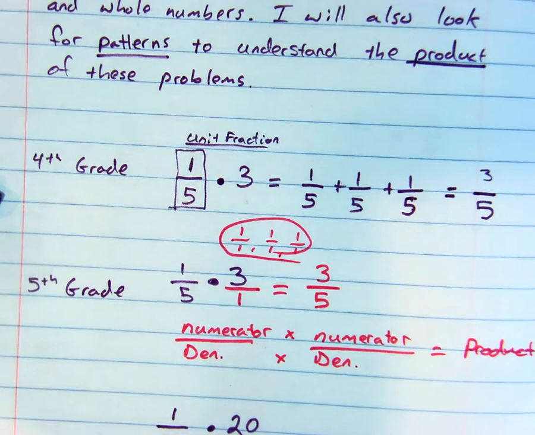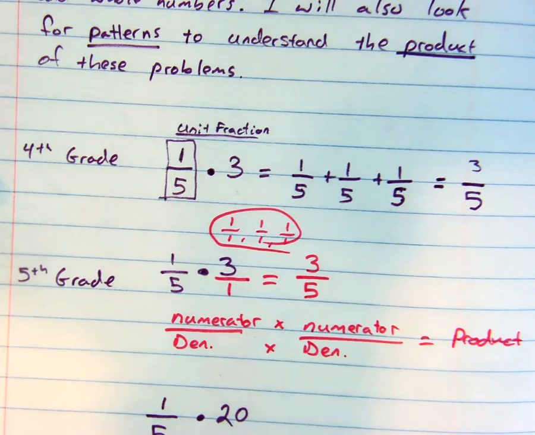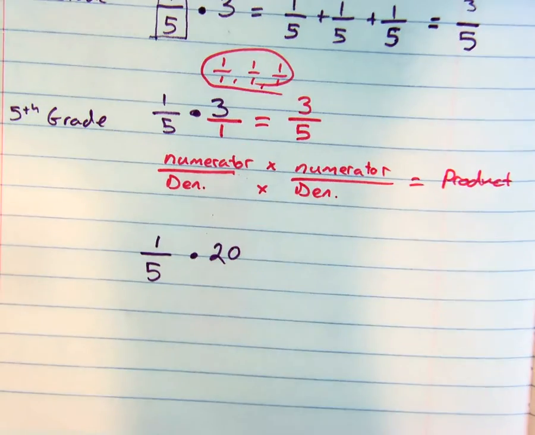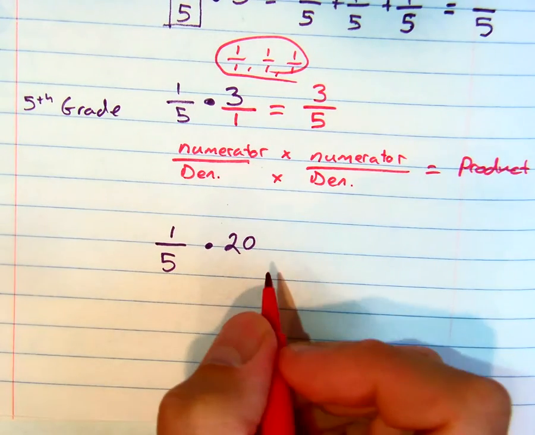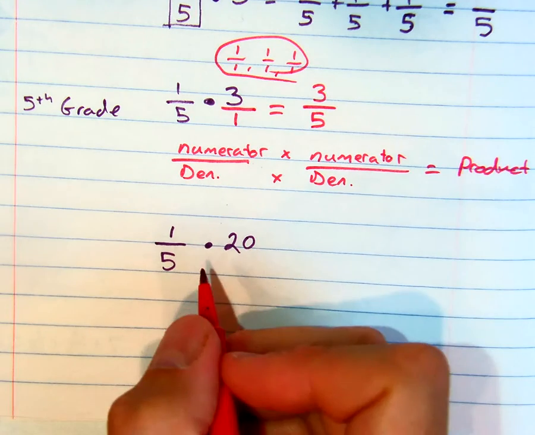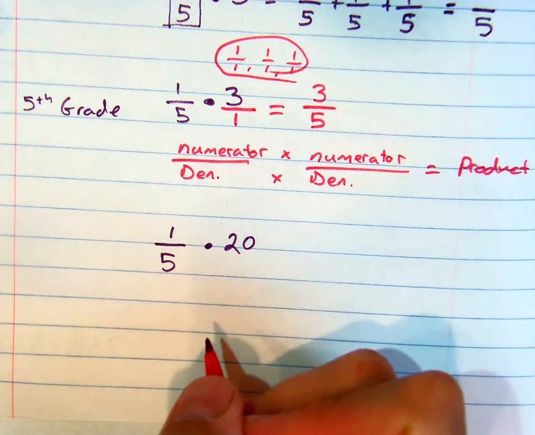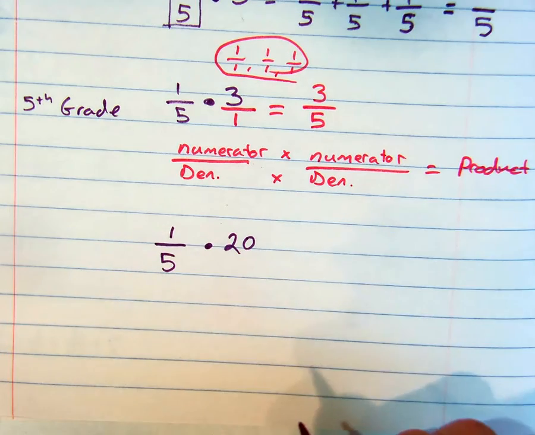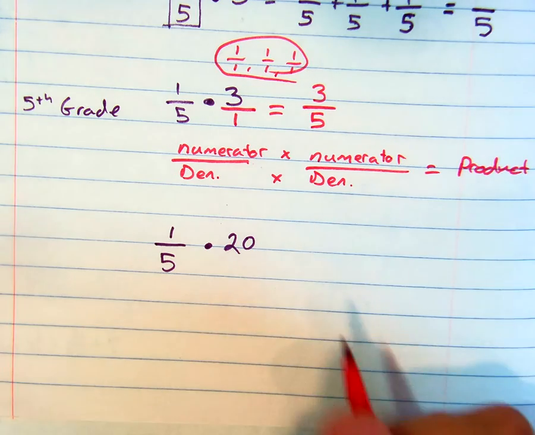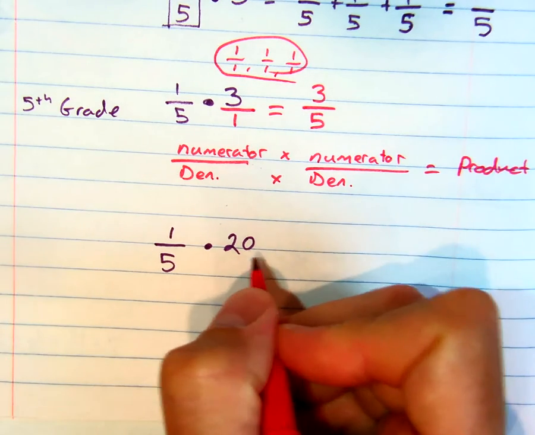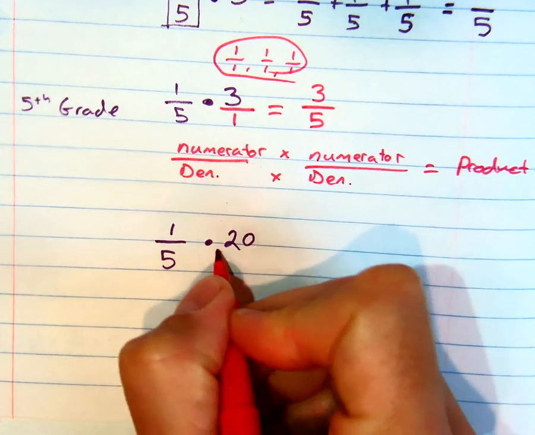All right, let's take a look at one where we can find a pattern. Now, this whole number is way bigger than the first sample. What I want to look at is my denominator and the whole number. 20 is way bigger than 5, but it's also a multiple of 5. So something really interesting is going to happen here. So let's try it out the 5th grade way. We have a whole number. Let's go ahead and put it over 1.